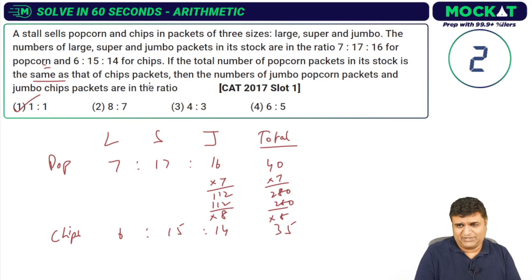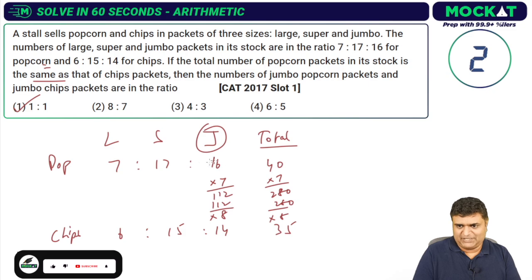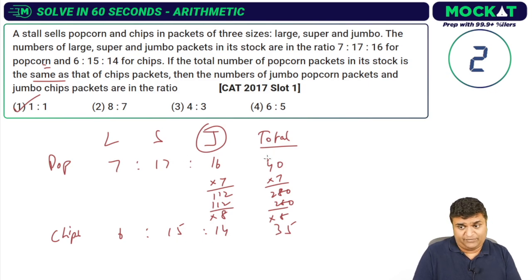So read the question, get a hang, remember what you need to focus on or target. Don't need to find the exact values for the rest, right? So how did I go about this? 7 is to 17 is to 16 over here, 6 is to 15 is to 14. So the total, that's the hidden element in the ratios. We've seen the ratios lessons. The total parts is going to be 40 here, total parts is 35. But I want to bring them to the same value, right? Because both of them are equal.